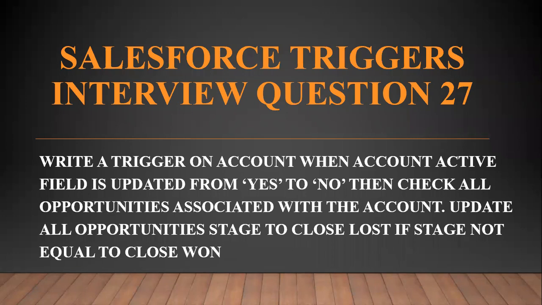In this video, we are going to work with our next trigger scenario, question number 27. Write a trigger on account when account active field is updated from yes to no. Then check all the opportunities associated with the account. Update all opportunity stage to closed lost if stage is not equal to closed one. Okay, so what is the meaning of this?